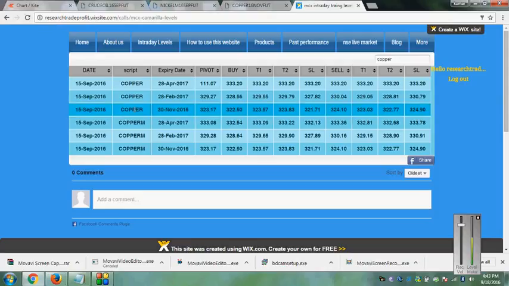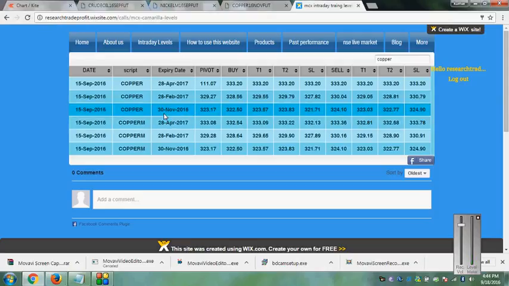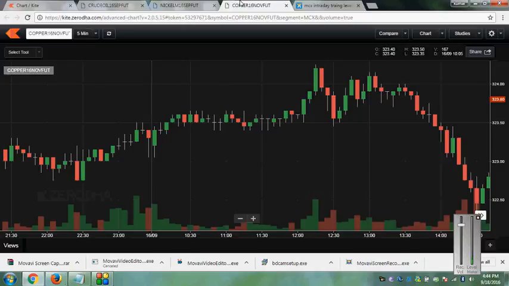So let us check with the copper. Yeah, this is the chart for the day. You can see the rate below just my cursor, 16th September 10 o'clock. This was a candle generated on 16th September 10 o'clock. This is a 5-minute candle. You can see this 5 minutes candle I have opened, and this is the intraday chart.